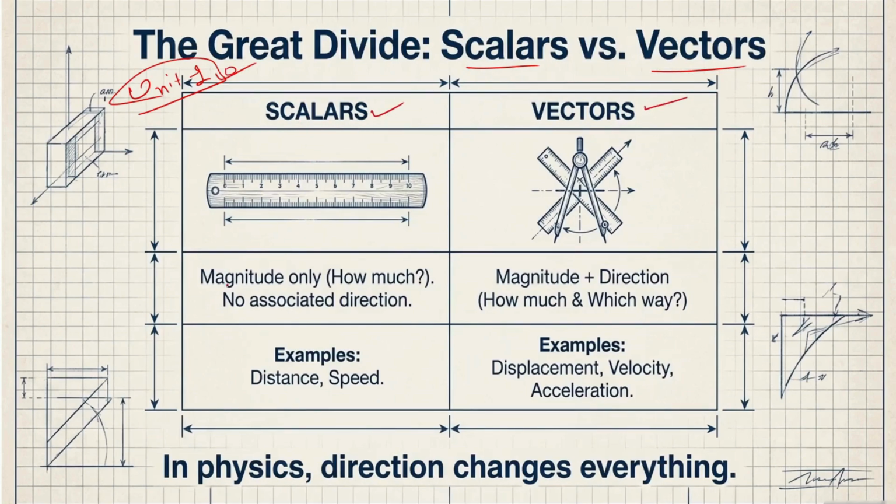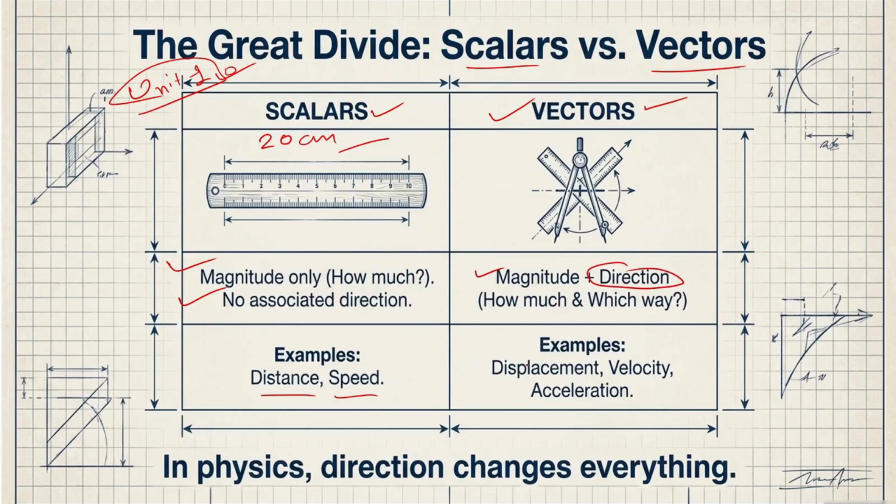In scalars, there is magnitude only. There is no association with direction. You just write a number like 20 centimeters, not the direction. In the scalar part, we have distance and speed. On the other hand, vectors have magnitude as well as direction.